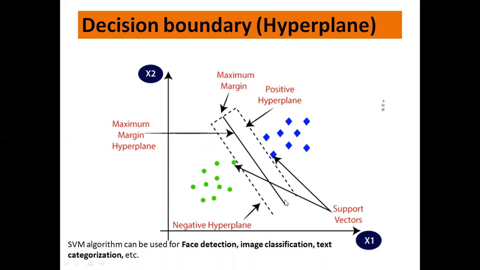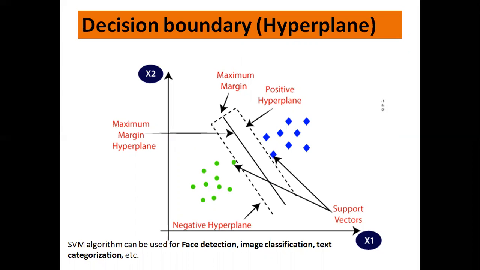We call it a hyperplane, and there are two supporting hyperplanes: one is the positive hyperplane, and the other is the negative hyperplane. The data points which lie on the supporting hyperplanes, we call them support vectors. The data points which lie nearer to the supporting hyperplanes, we call them support vectors.